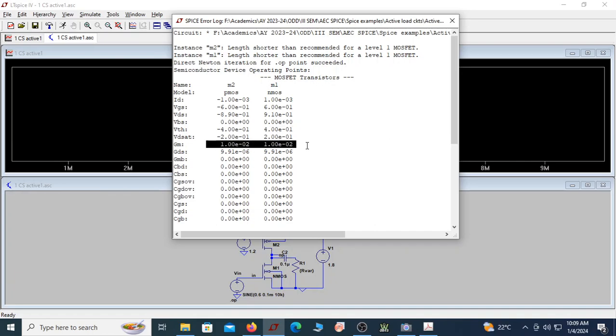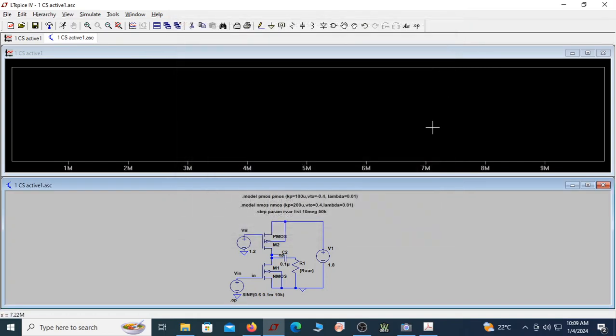Can you see this is GM? So GM is 10 millisiemens, and this is GDS. This GDS is actually 1 over R0. Since VDS is more than VDS sat, which is supposed to be 200 millivolts, but you have VDS as 0.9 volt, which is far more than the required saturation, and the same is true for the PMOS. So both the MOSFETs are in saturation.